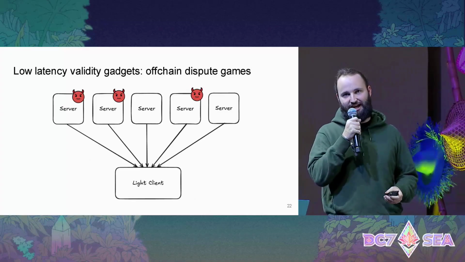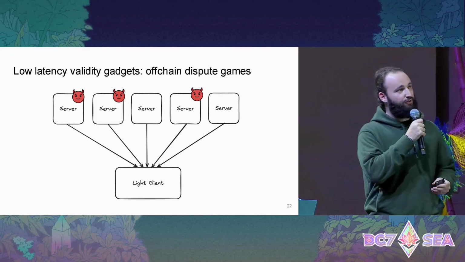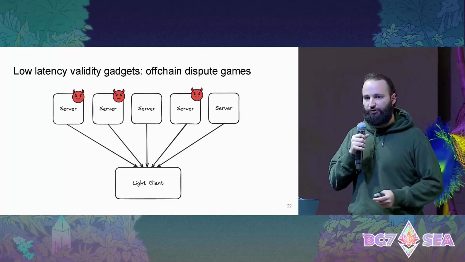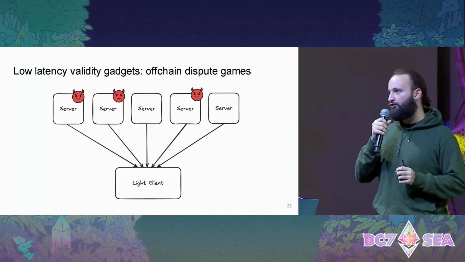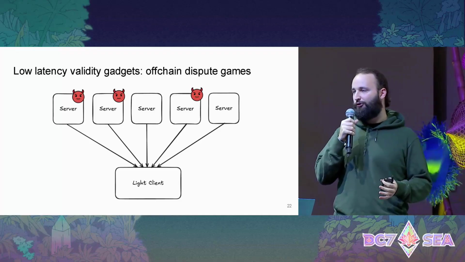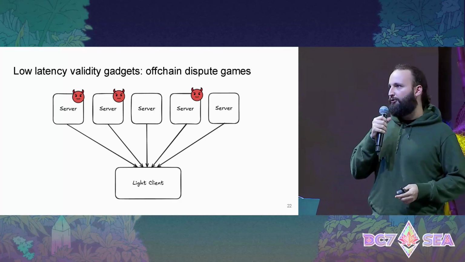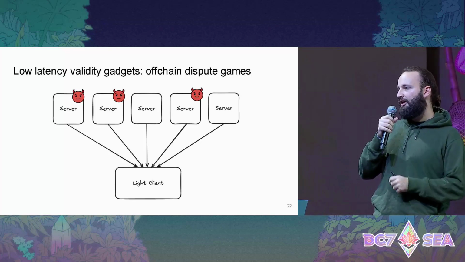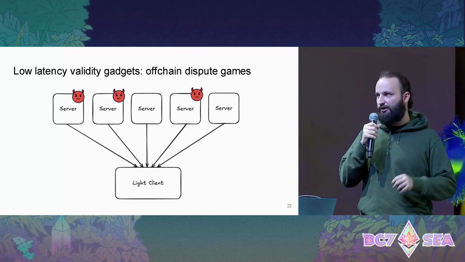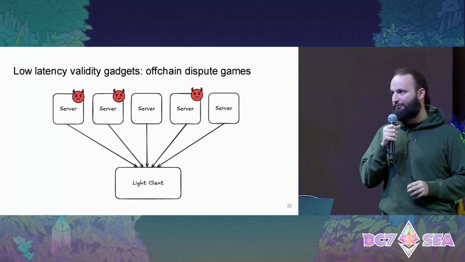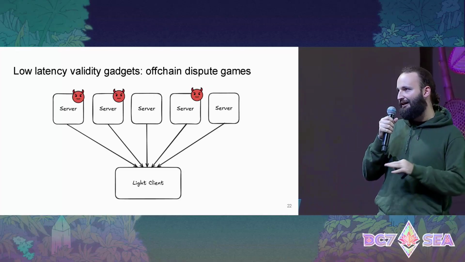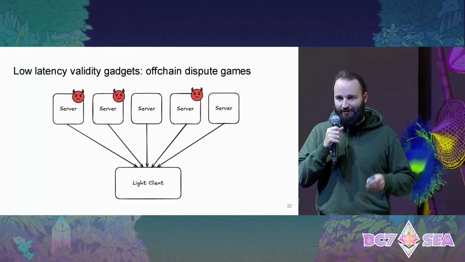And we're going to talk about one final validity gadget. This one is actually my favorite. So this is off-chain dispute games. An off-chain dispute game is going to function a lot like a traditional dispute game that optimistic rollups do, with the one major difference being that an optimistic rollup does its dispute game through the layer 1. So you have all of these players who are arguing about what the output is, and they play their moves on an L1 smart contract.